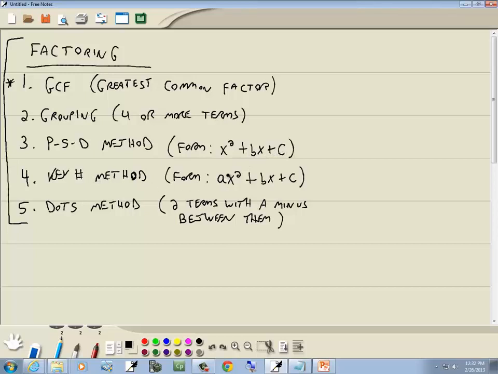Key number method is when it's of the form ax squared plus bx plus c. Key part here is you have an x squared, x, no x, and there's a number in front of your x squared. So again, x squared, x, no x, number in front of your x squared.